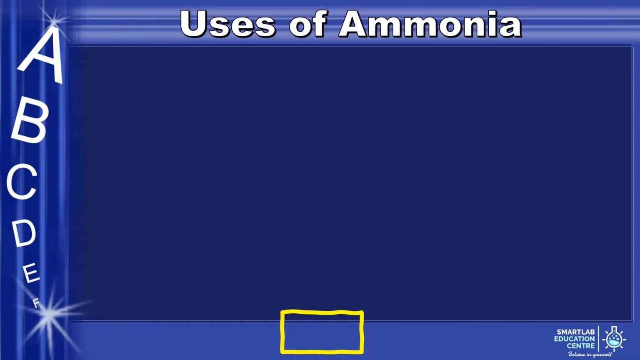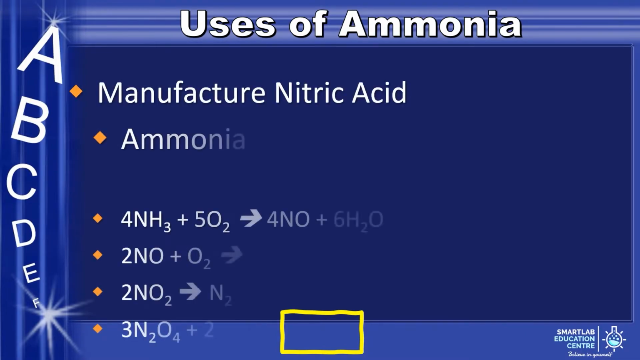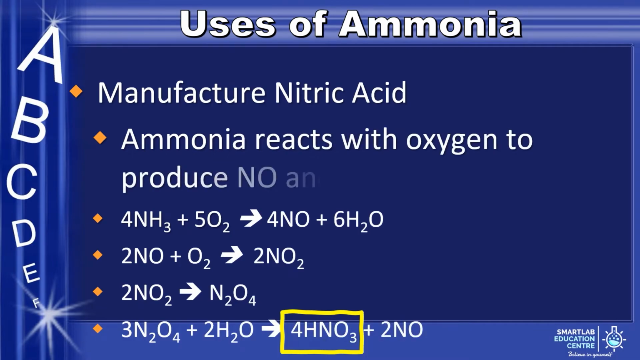One use of ammonia is that it can be used to manufacture nitric acid. Ammonia reacts with oxygen to produce nitrogen monoxide and steam, and in the subsequent chemical reactions as follows, the final step will result in nitric acid being produced.